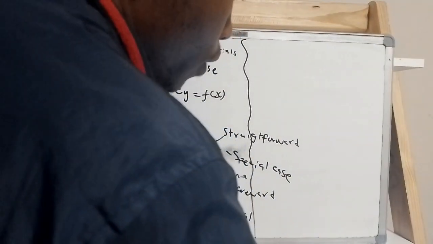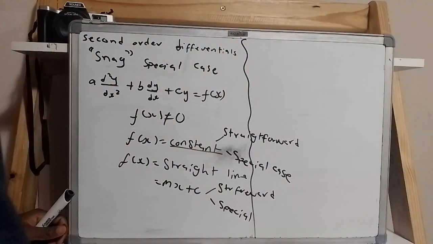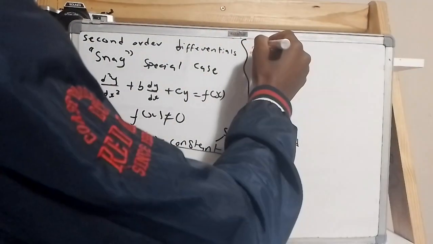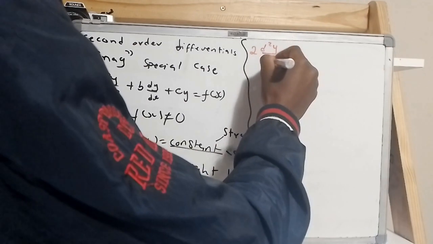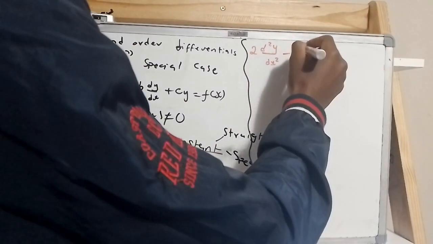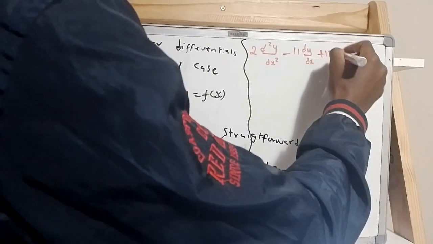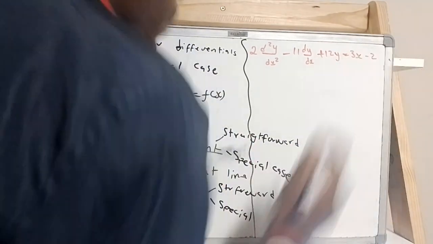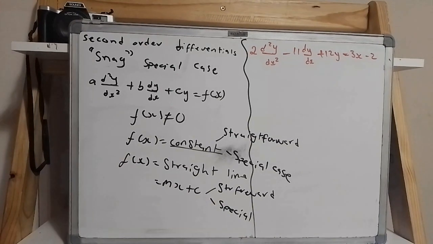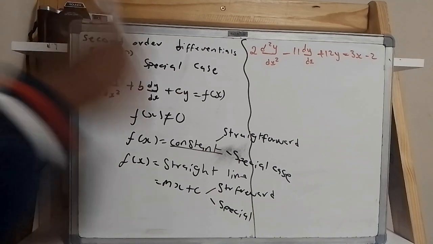When you are given your second order equation, like this, plus 12y, equal to 3x minus 2, right? When you're given a question like this, they say you need to determine the general solution. Because you are not given boundary conditions, it means you need to determine the general solution. So without any waste of time, get to it.